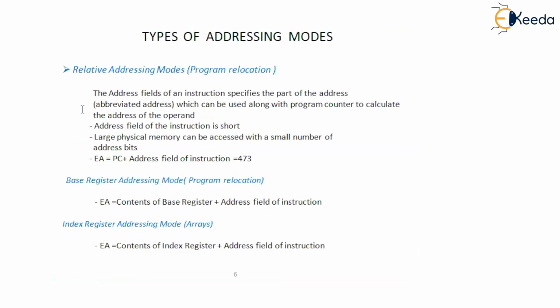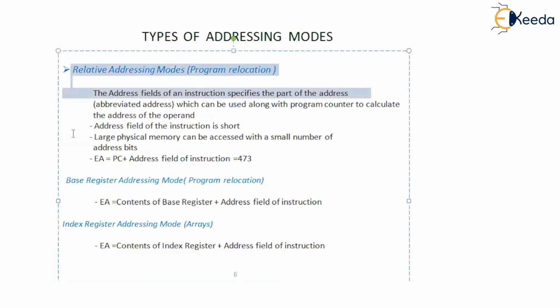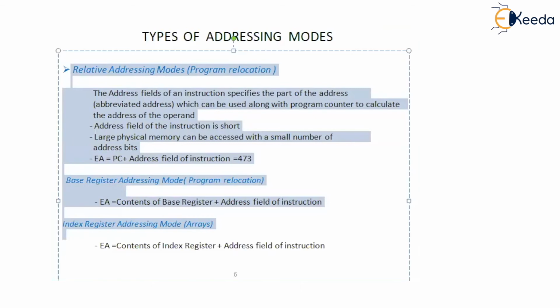The relative addressing mode and base register addressing mode are typical. These are used to relocate the program dynamically in the memory. We will talk about these three in a short while.